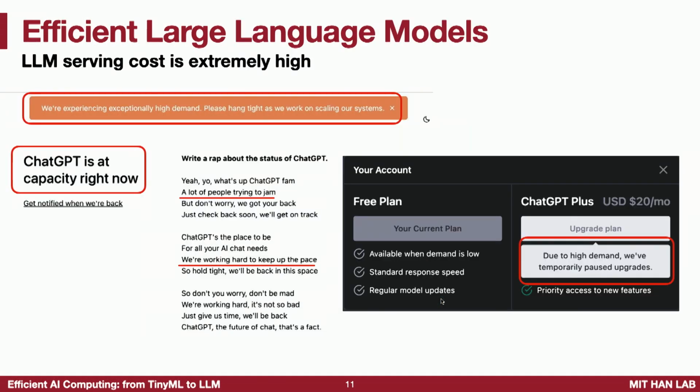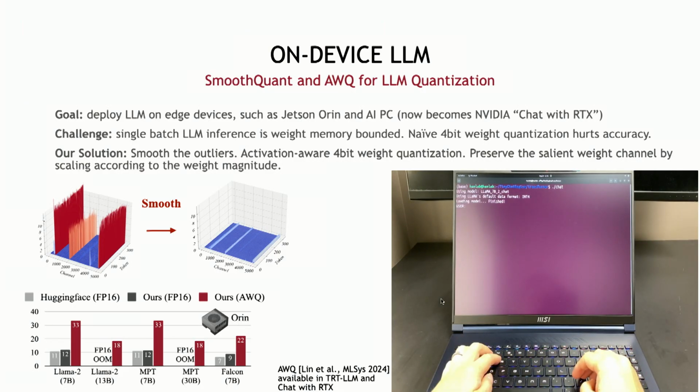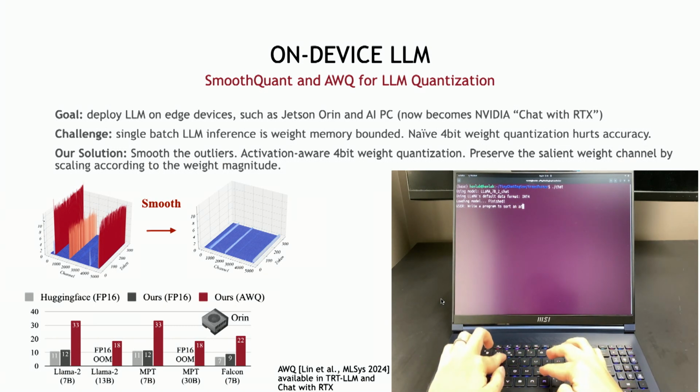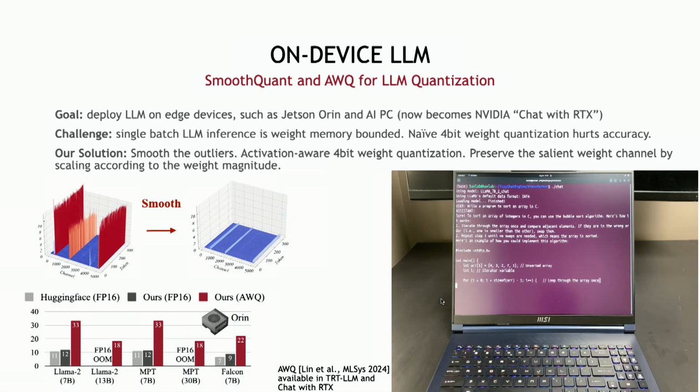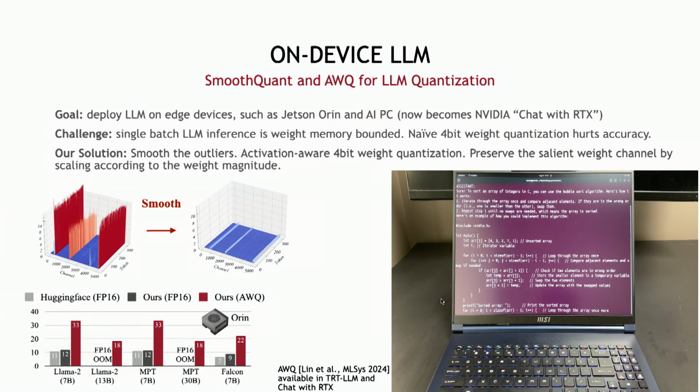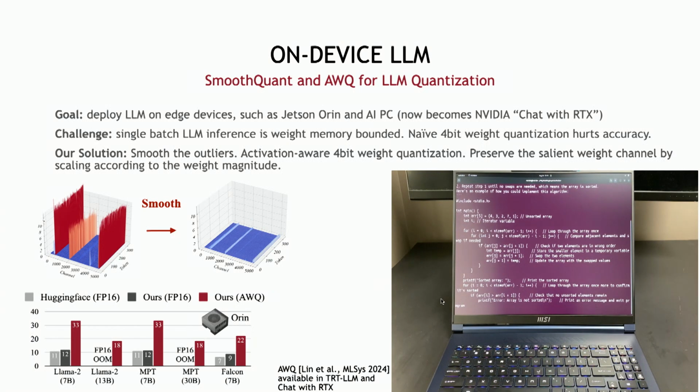So ChatGPT is very expensive. Now let's switch gear from this tiny model to this large model and see how we can reduce the cost of these large models. So we propose on-device LLM by quantization, using SmoothQuant and AWQ, activation-aware weight-only quantization, by reducing the precision to only 4 bits. Previously, we needed 16 bits to store the weight. So a 7 billion parameter model takes 14 gigabytes. With only 4 bits, we need only 3.5 gigabytes to store that model.